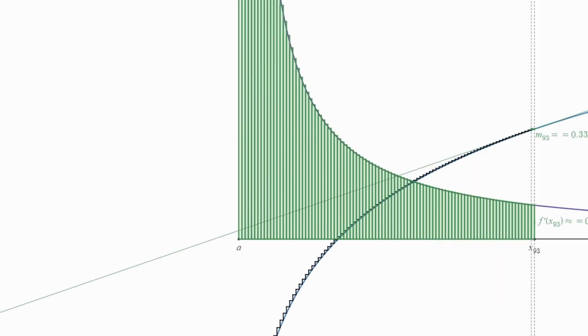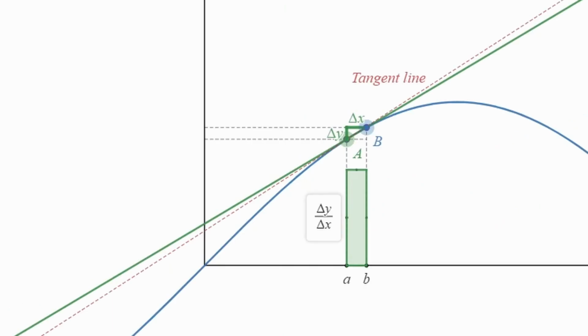Good observation. By the way, what is the area of the rectangle? It's length times width, which means, in this case, the delta y over delta x times delta x. Huh. The delta x cancels out. So the area of the rectangle equals delta y length in the corresponding steps? Right. Keep this in mind because we will see this idea come up later.